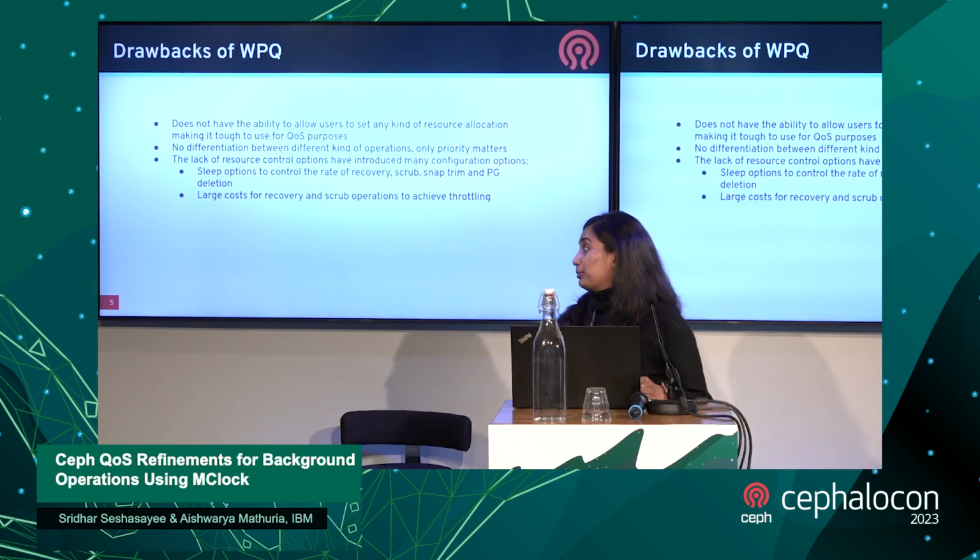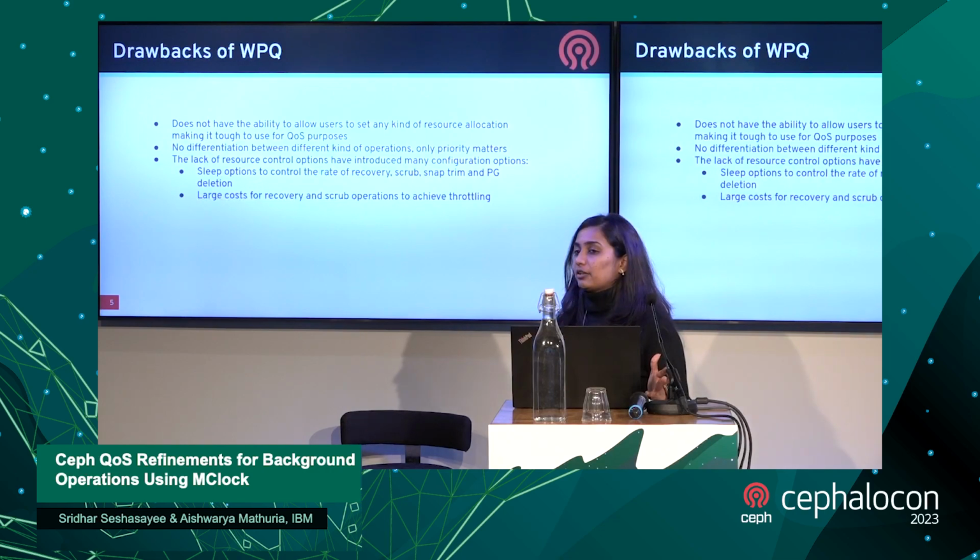Drawbacks of WPQ: WPQ does not have the ability to allow users to set any kind of resource allocation, so it's tough to use for QoS purposes. It also doesn't differentiate between the kinds of operations in the way that I mentioned MClock does, and it only cares about the priority of an operation.